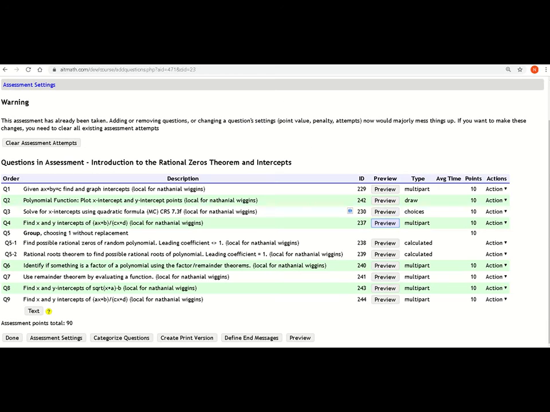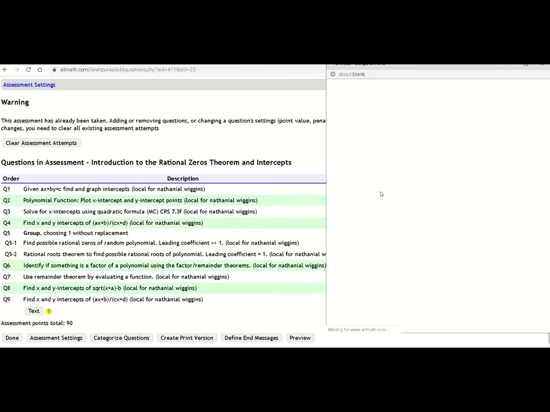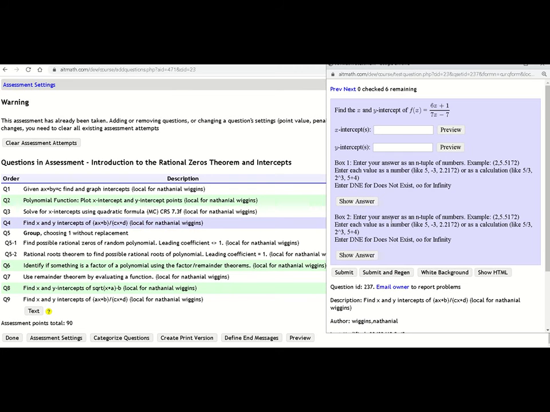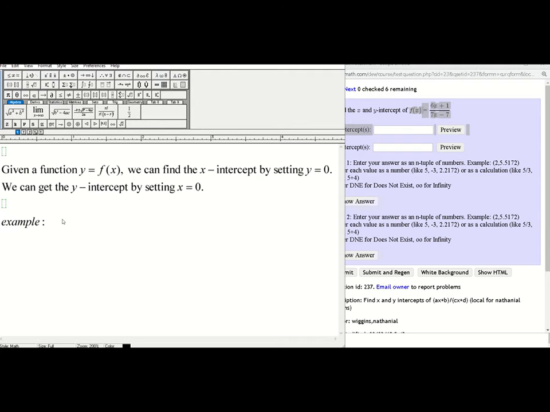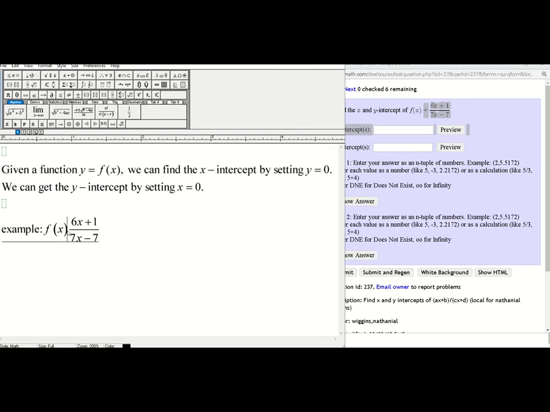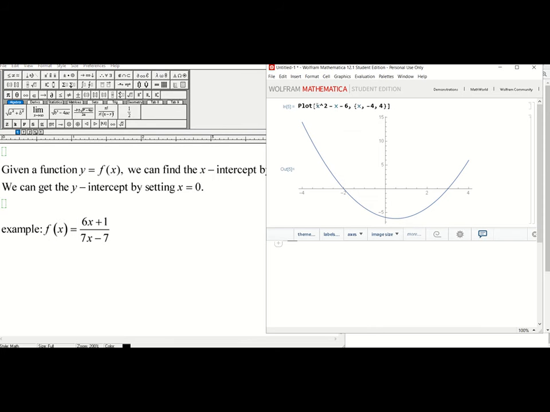Let's pick one out of your homework. Not that one, we'll do that in a second. Let's try a harder one. Let's try to get the x and y intercepts of this. Let's copy this and throw it in here. Okay, so f of x equals this, right? Do you want to look at what it looks like real quick? It looks like this.